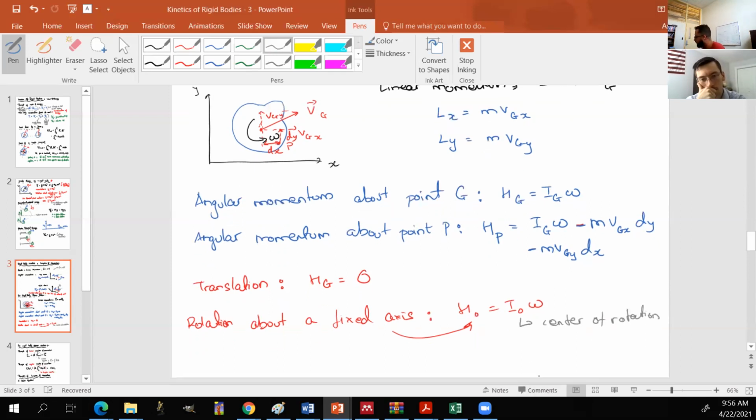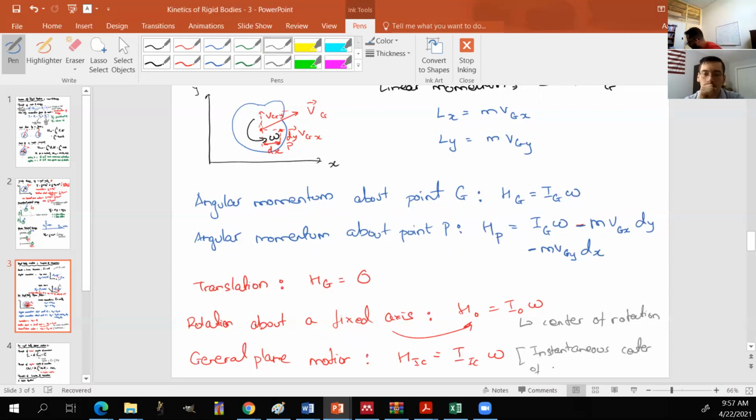Or for general plane motion, instead of using this expression here, as we've said before, you can find the instantaneous center of rotation. Say that that's just equal to whatever your rotational moment of inertia is about that instantaneous center of rotation times omega. So here you have the instantaneous center of rotation.